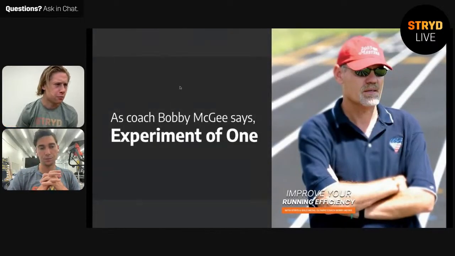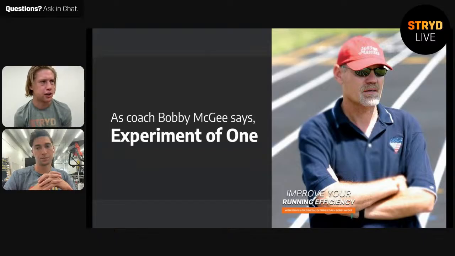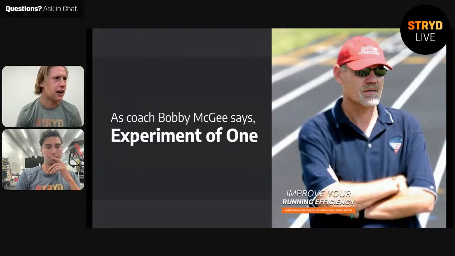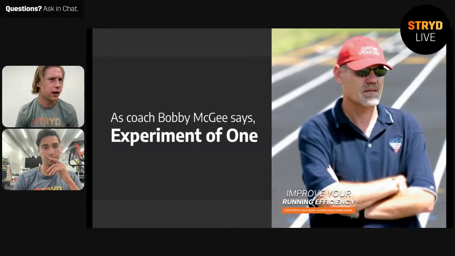And what you're talking about reminds me of something that Coach Bobby McGee often says. He often says "experiment of one." Can you take me through that from a higher point of view, this 10,000-foot view of experiment of one? Why is it so important that I am running with Stryd, looking specifically at how my metrics change in response to these exercises, instead of just looking at general tips or taking advice from someone who hasn't seen my metrics? Why is experiment of one so critical?